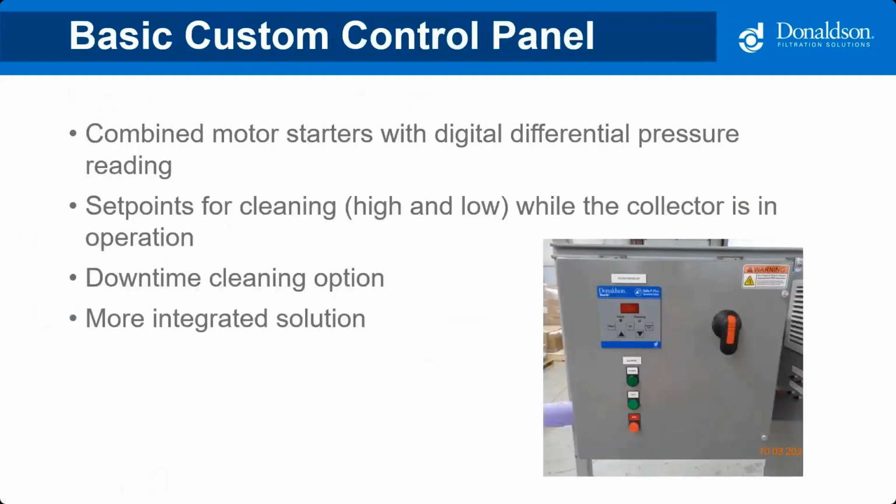When looking at a basic custom control panel, we're typically combining motor starters with a digital differential pressure reading. It allows the operator to determine set points for cleaning, both high and low. High is when cleaning would be initiated in the system, and low is when cleaning would be stopped. And it cleans while the collector is in operation. There's also a downtime cleaning option, which means that the collector can be set to clean when the laser table is not in operation, such as the end of a shift. It's a more integrated solution than a motor starter and gauge.